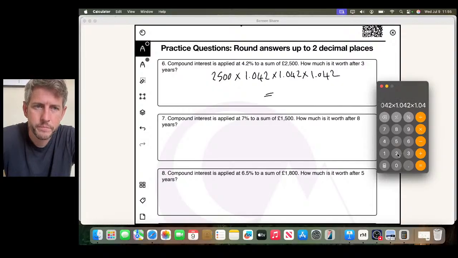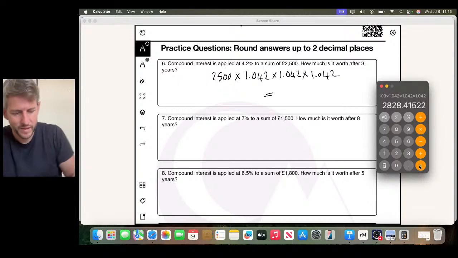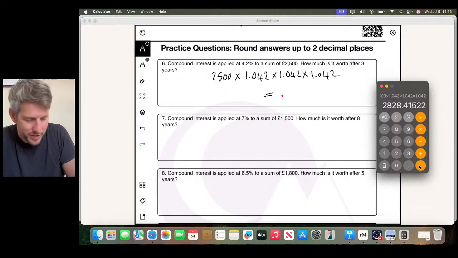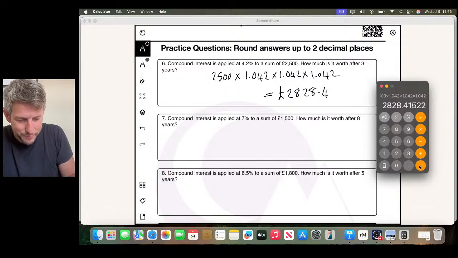1.042. Okay, so here we go. So this will be £2,828.42.